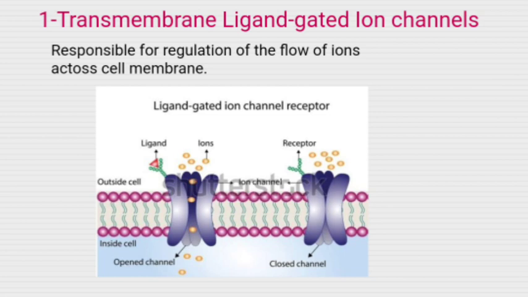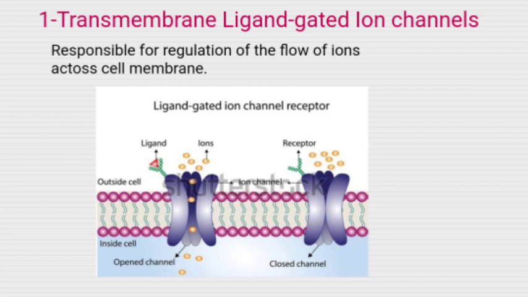Now I start with transmembrane ligand-gated ion channels, which are responsible for the flow of ions across the cell membrane. The activity of these channels is regulated by the binding of a ligand to the channel. The response to these receptors is very rapid, enduring for only a few milliseconds. These receptors mediate diverse functions including neurotransmission, cardiac conduction, and muscle contraction.